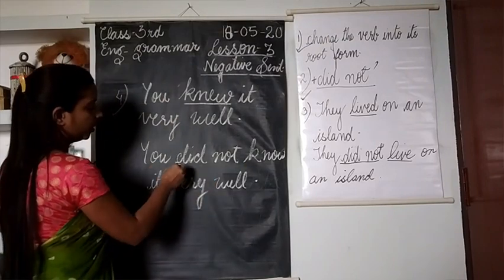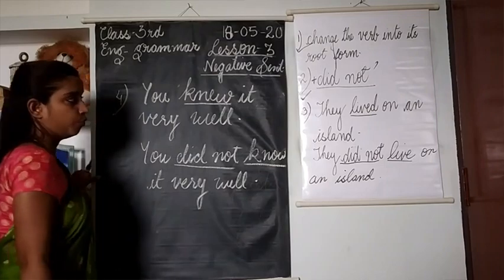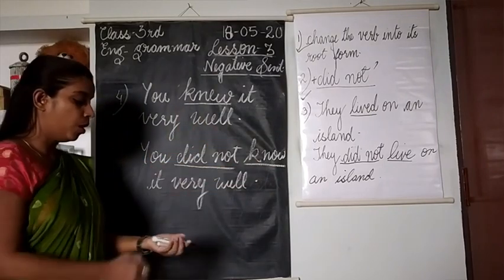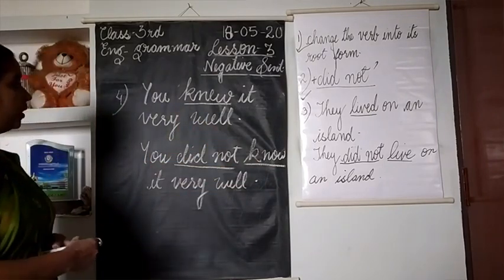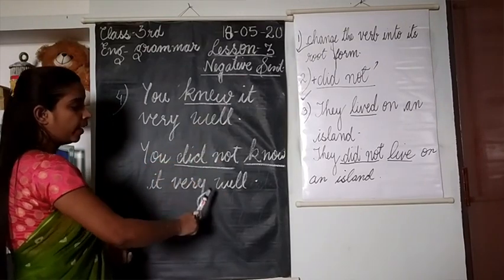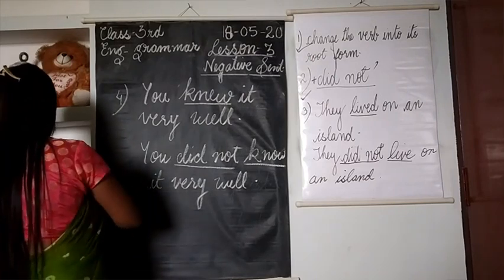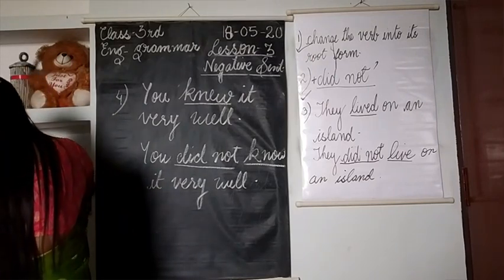After the subject I have added did not, and then I have changed the verb into its root form. Knew is changed into know. So this is the negative of the sentence. You knew it very well. You did not know it very well. One more example I will give you children. Last example.